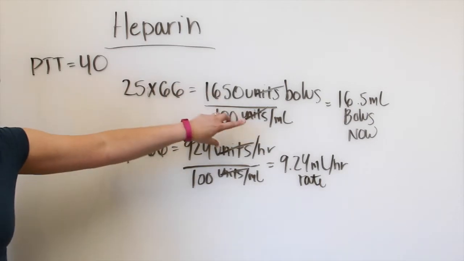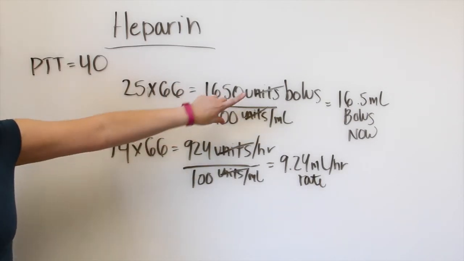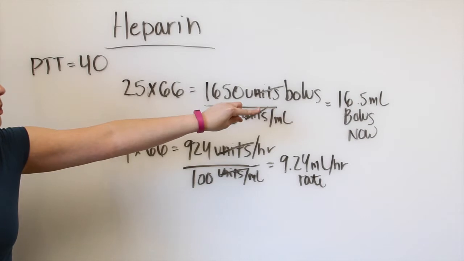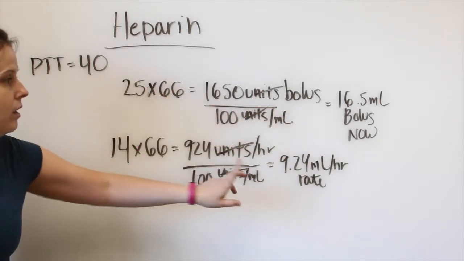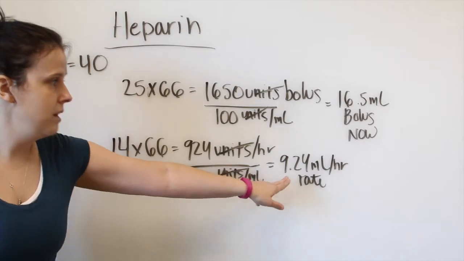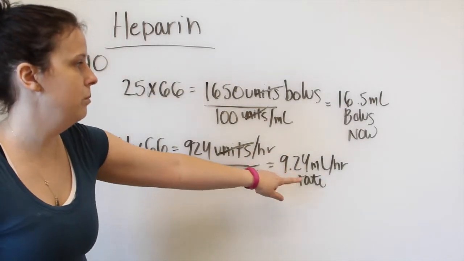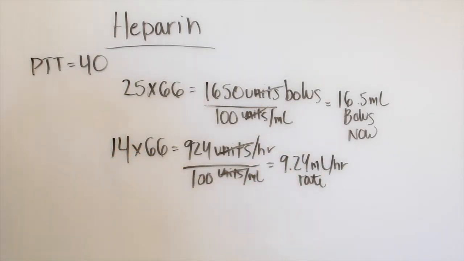So what we figured out here is that our patient is going to get a 16.5 milliliter bolus now that contains 1,650 units, and we're going to reset the pump to be 9.24 milliliters per hour as our hourly rate. And we figured out that based on the slide that you saw that gave the parameters for our PTT that we had drawn.